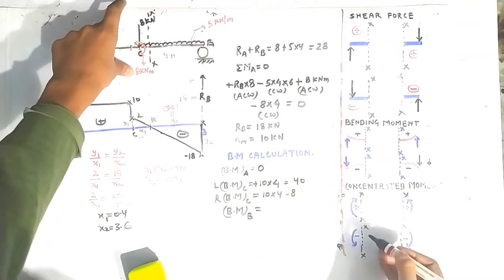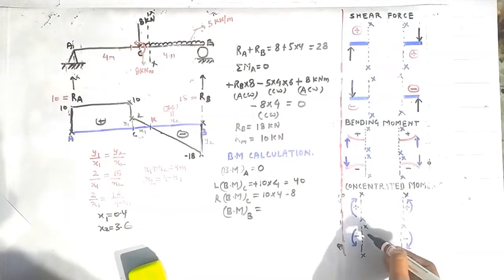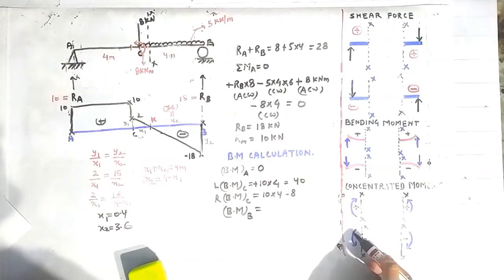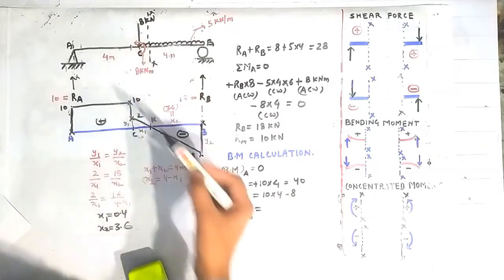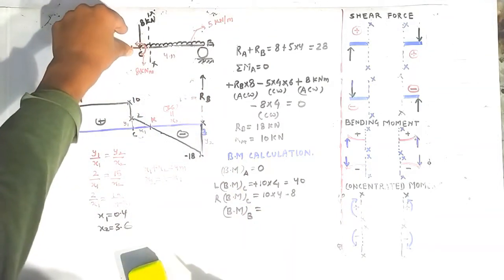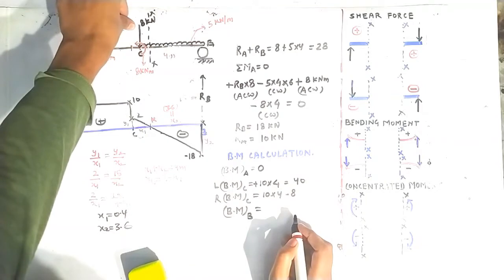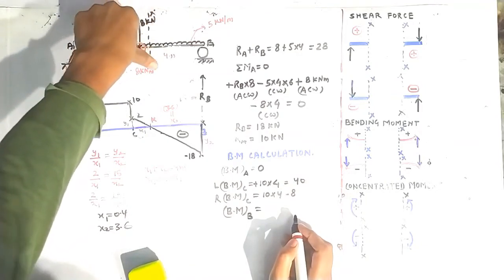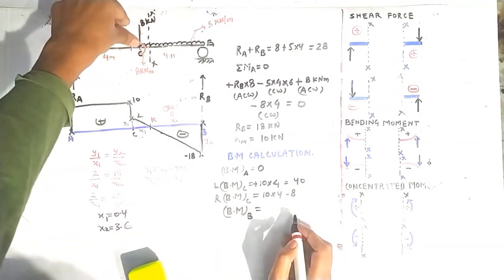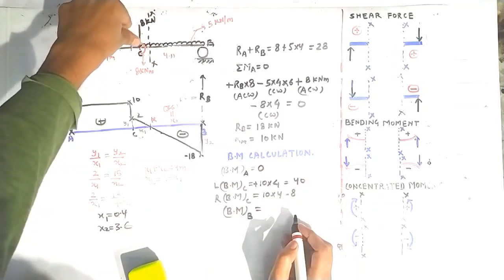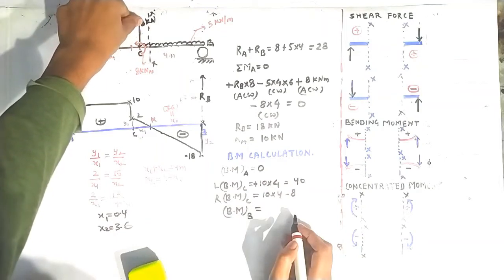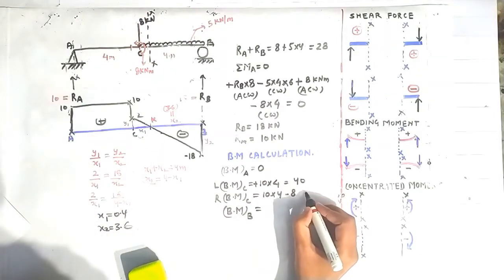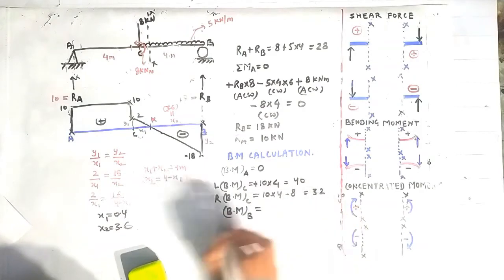Why minus? Because using this sign convention, if a moment is lying on the left hand side of a section and going in anti-clockwise direction, it is treated as negative. Similarly, this moment is lying on the left side of this section XX and going in anti-clockwise direction, so it is treated as negative. And because of this force of 8 kN, there is no bending moment about the section XX. Why? Because this section XX is drawn very close to this point C, on the right side of this point C. So the distance of this 8 kN force is almost 0 from this section XX. So it will give us 32 kN meter.